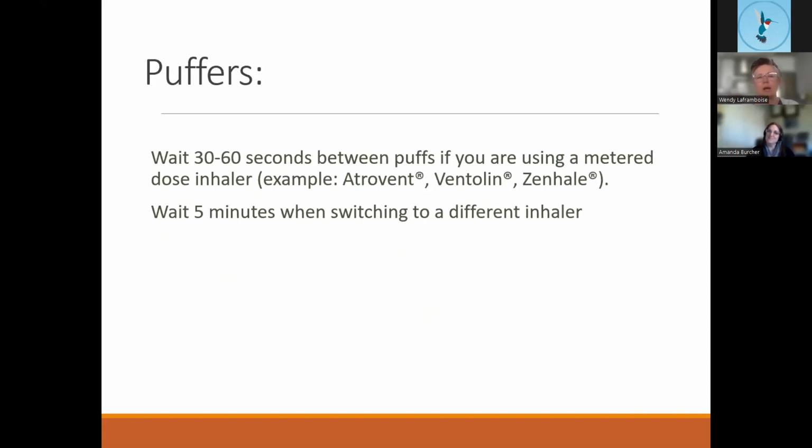For puffers, for an MDI such as Atrovent or Ventolin, or another example would be Zenhale, patients need to wait 30 to 60 seconds between puffs. If you're using a metered dose inhaler, it takes that length of time for the canister in the device to repressurize before the next dose. The literature says ideally they should wait 5 minutes when switching to a different inhaler, but our patients don't do this, and we're not really going to expect them to. Realistically, if they're on Ventolin plus three other inhalers, that's 4 inhalers, and they're not going to be taking their puffers for 20 or 30 minutes. We know that in the real world.